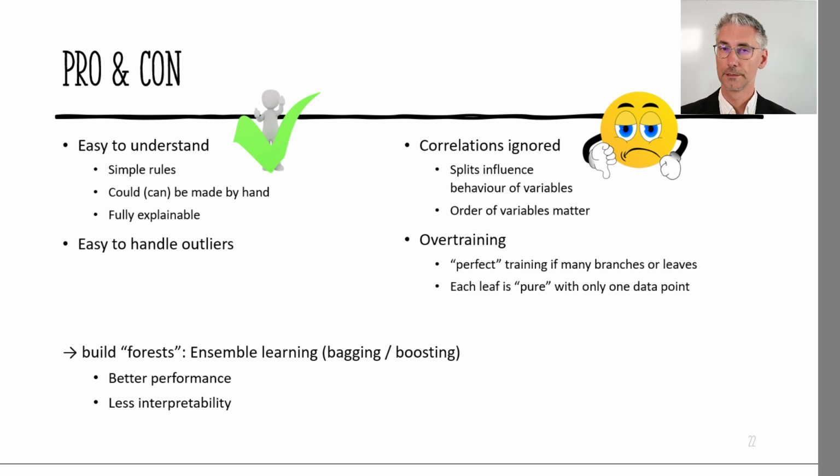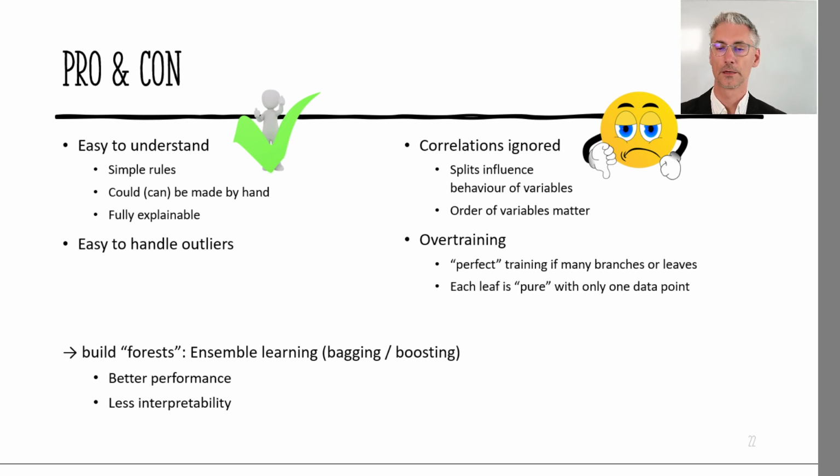So that all means that a single decision tree is quite prone to overtraining. We could, of course, make a perfect decision tree if we had too many branches and too few items in the leaves, right? Because then each leaf is pure if there's only one data point in it. So we need some way to address all of this, and one way is, for example, to build a forest.